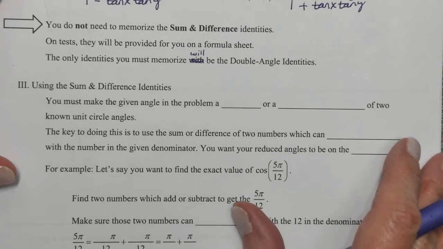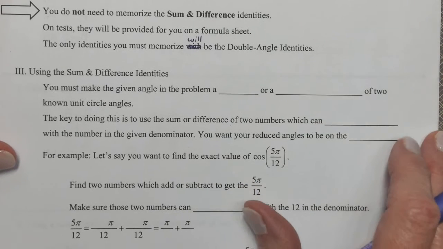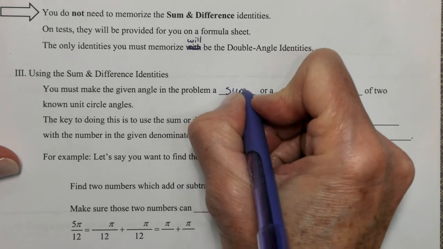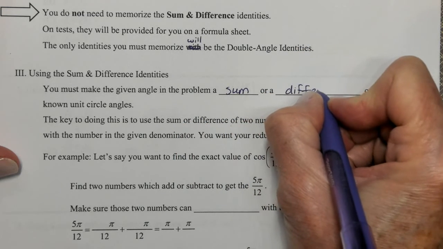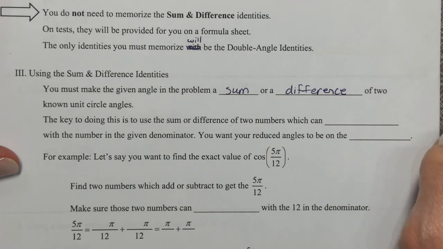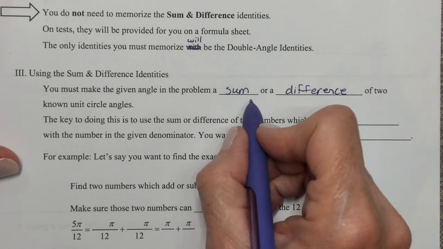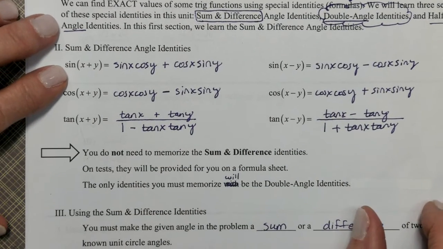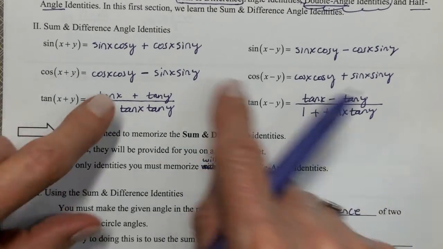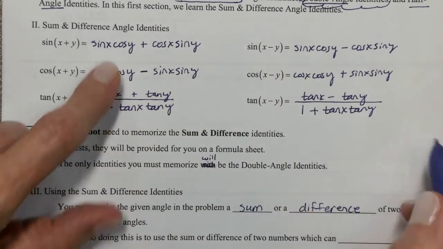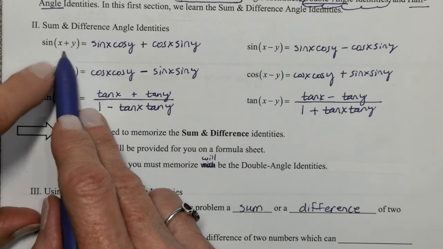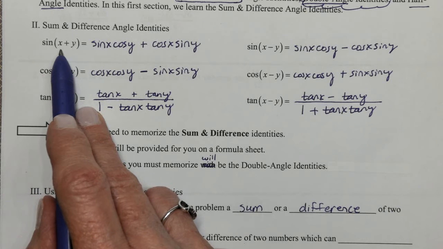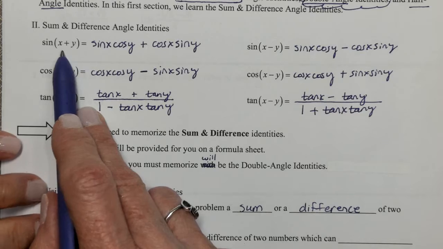All right, using the sum and difference identities. You must make the given angle in a problem a sum or a difference of 2 known unit circle angles. So you want this x and this y to be things that you know the sine, cosine, or tangent of. So we need for these 2 things to be like something pi over 6 or something pi over 4 or something pi over 3, things like that. Okay?